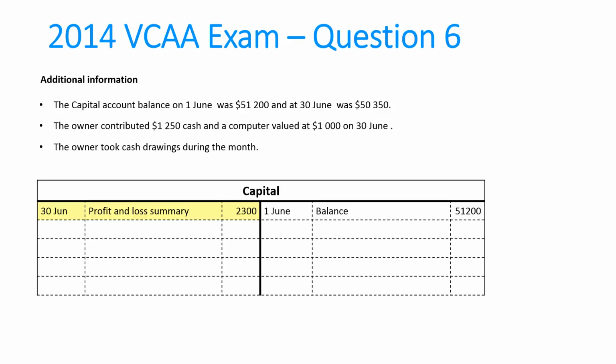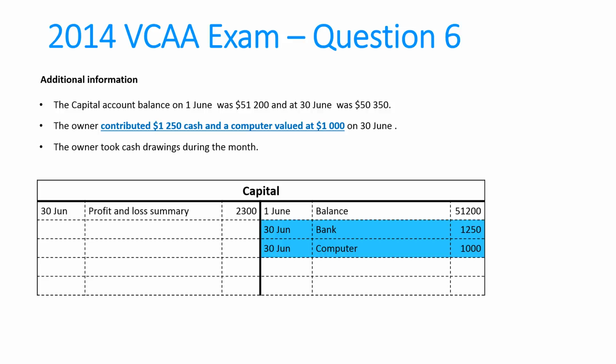I'm going to move on to the next bit, which is the owner contributed cash and a computer. So they're capital contributions. Now, if you know your capital ledger, you know that capital contributions become credits. So they would have gone in as so, and they would have been posted on the last day of the period, and the references would have been bank for the cash and computer for the computer, obviously.